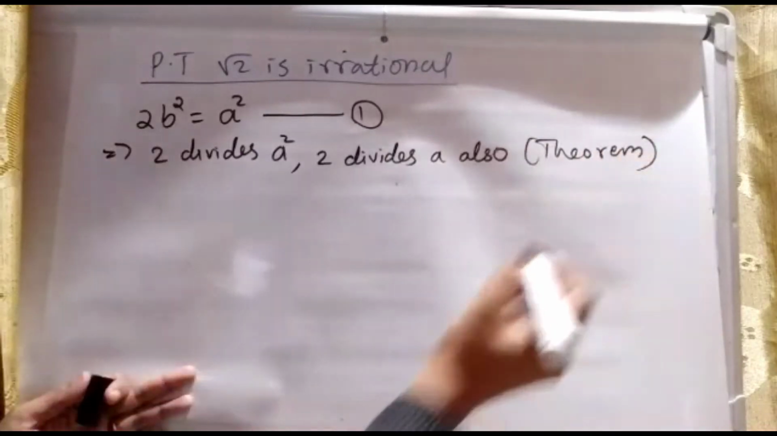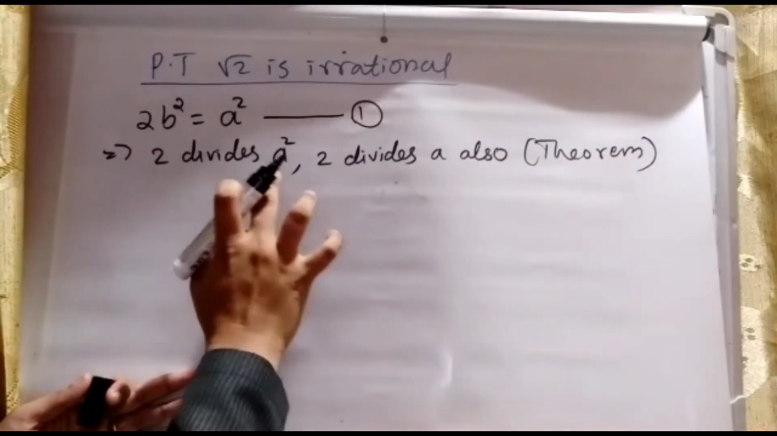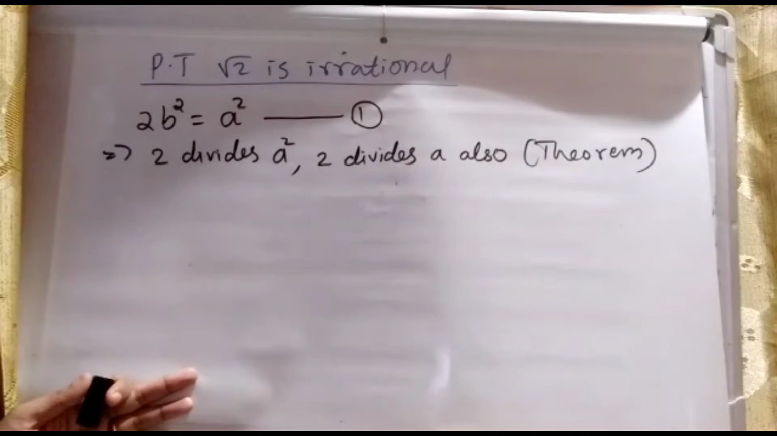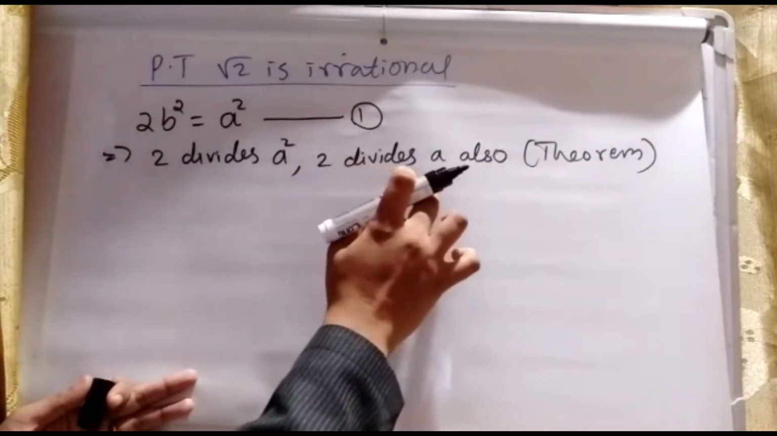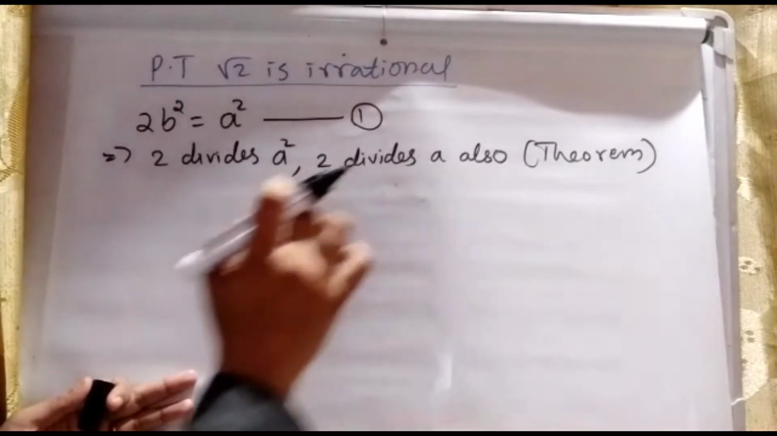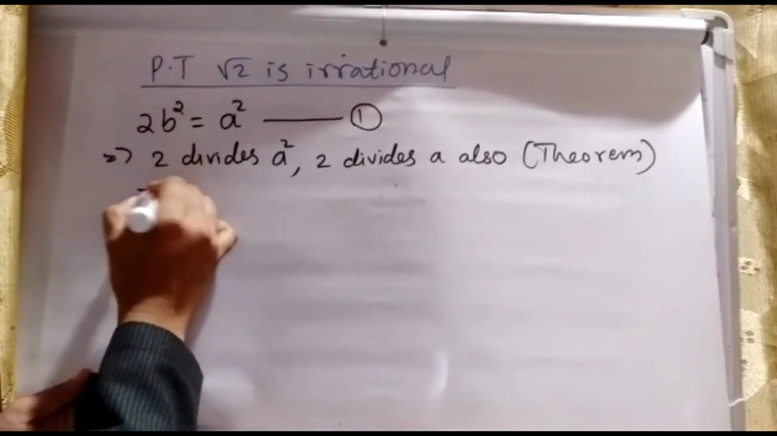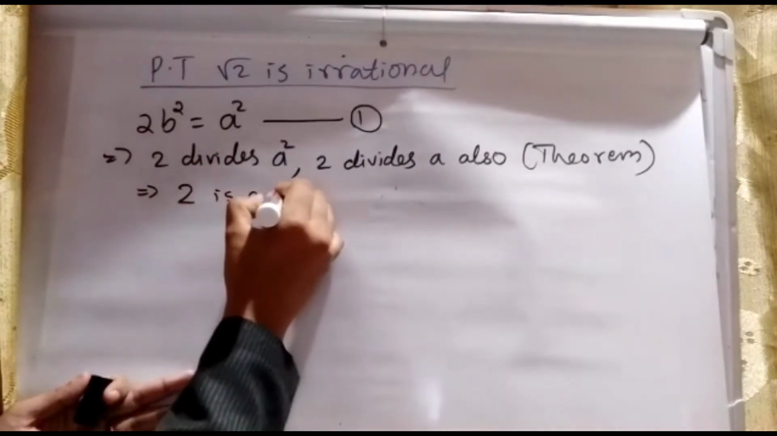If 2 divides a², 2 divides a also. 2 divides a means what? 2 is a factor of a. That means 2 is a factor of a.